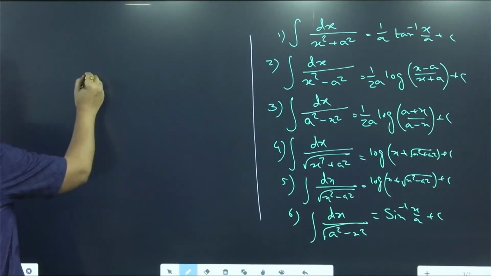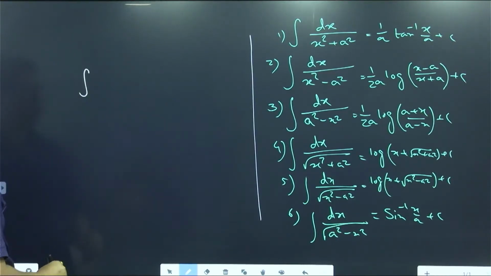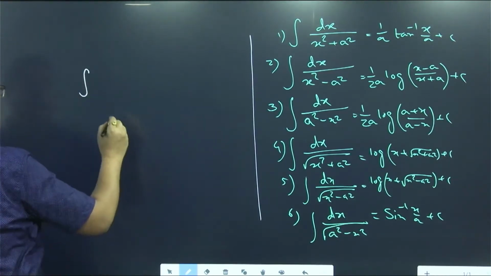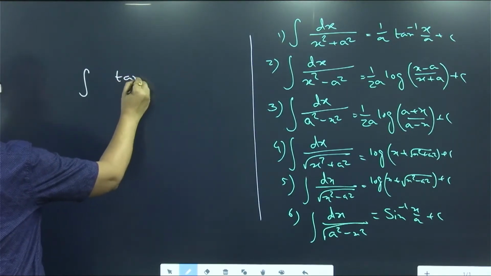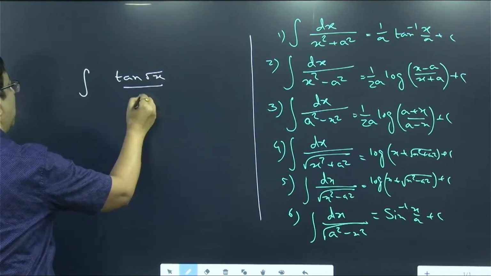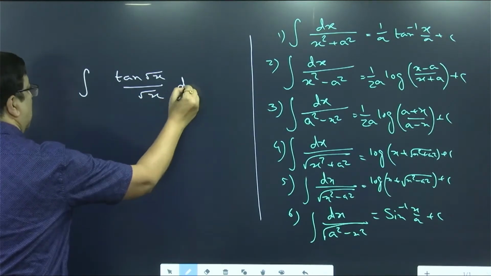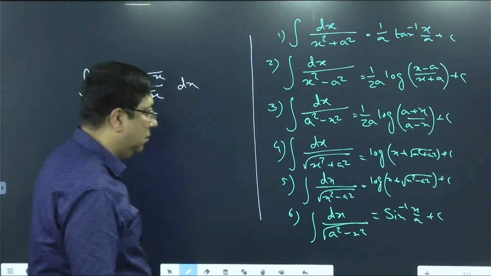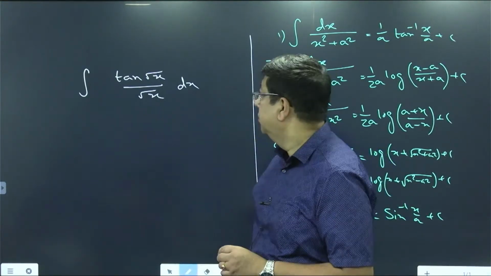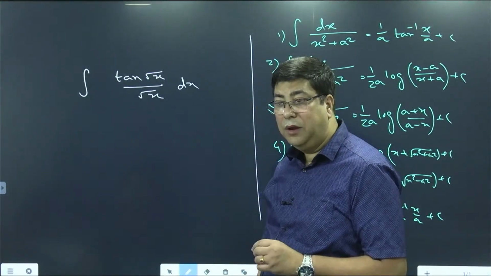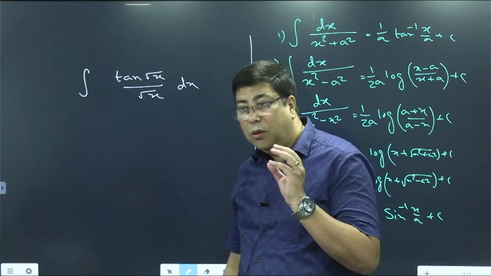Let's do some basic question on substitution which we have done previously. For example, tan of root x by root x dx. What is the integration for this? What will be the integration? Which, once again?